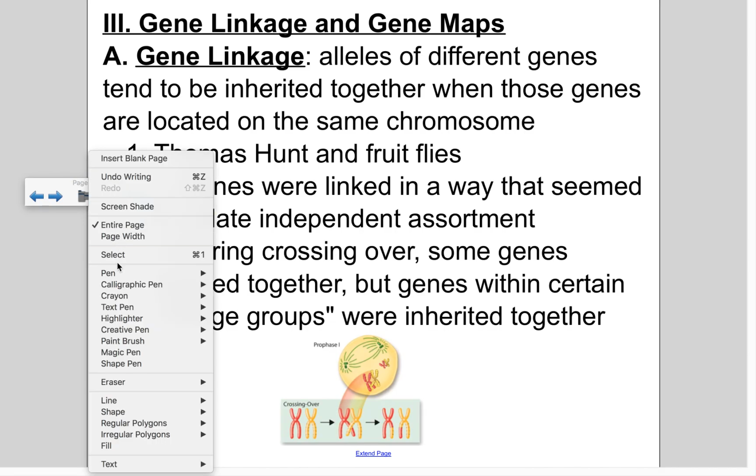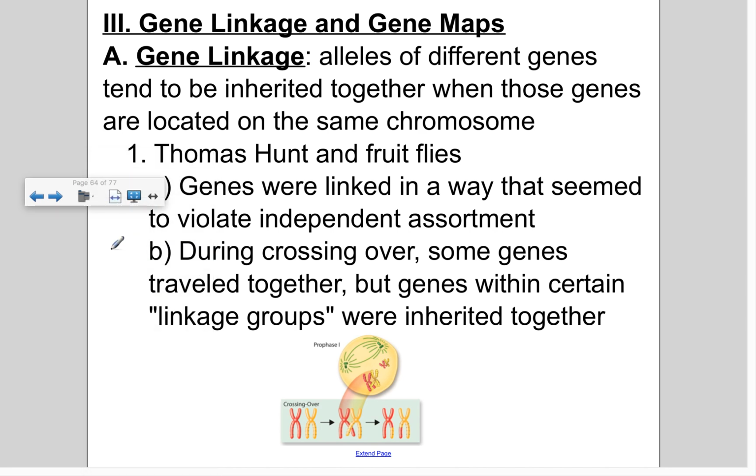All right, second half of 12.4 is called gene linkage and gene maps. So here we go. Gene linkage means that sometimes genes are inherited together if they're on the same chromosome. It was first discovered by Thomas Hunt Morgan, his last name is Morgan, and fruit flies. Remember, fruit flies have 8 chromosomes.